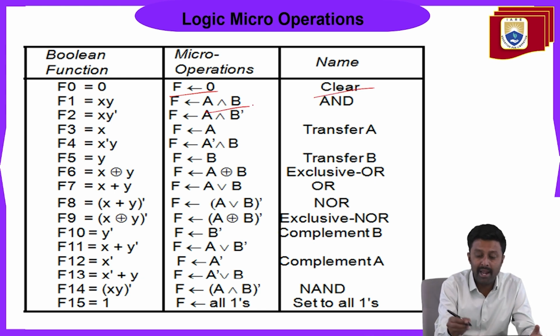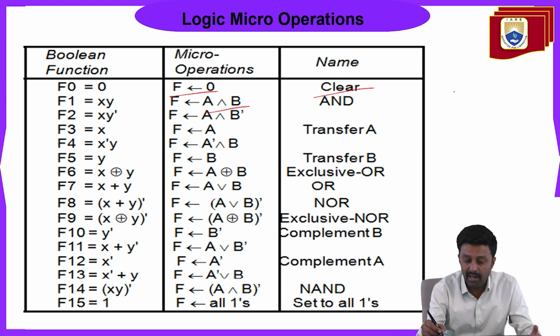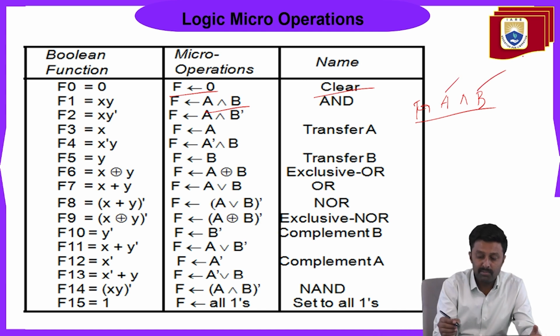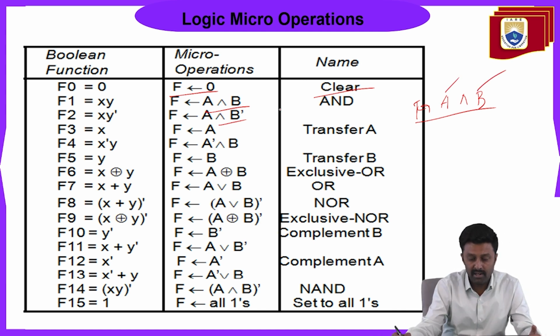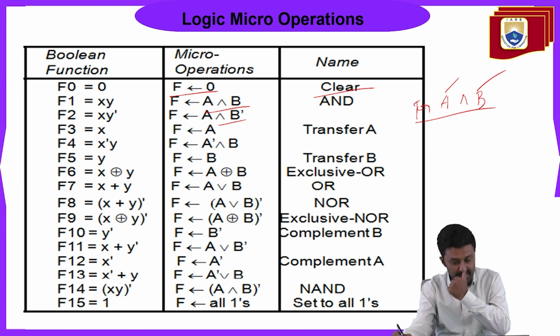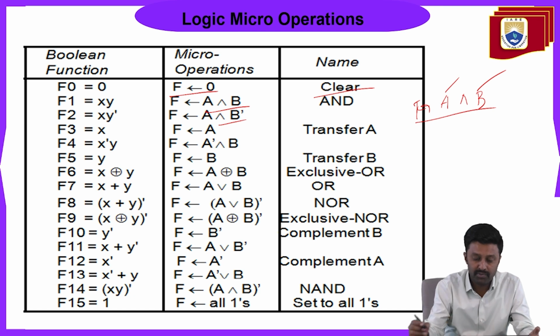And to perform the AND logical micro operation, this symbol is used. So if I write A and B, it will do the AND operation between the data stored in A and B. Similarly, we use the transfer operations to transfer the content from any register to the other register. So we use this transfer operations here.